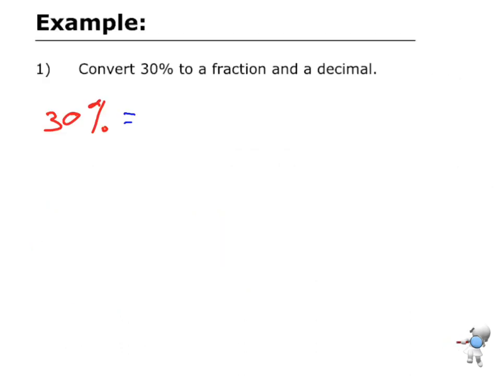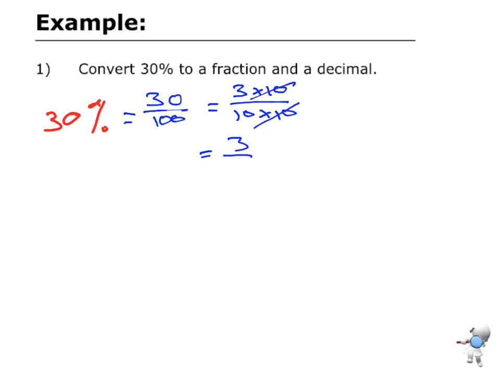So I'm going to write that as 30, divided by 100, remove the percentage sign, and now I need to simplify that. So 30 over 100, that's the same as 3 times 10 over 10 times 10, common factor of 10. So cancel out the 10s and I'm left with 3 over 10 as a fraction.